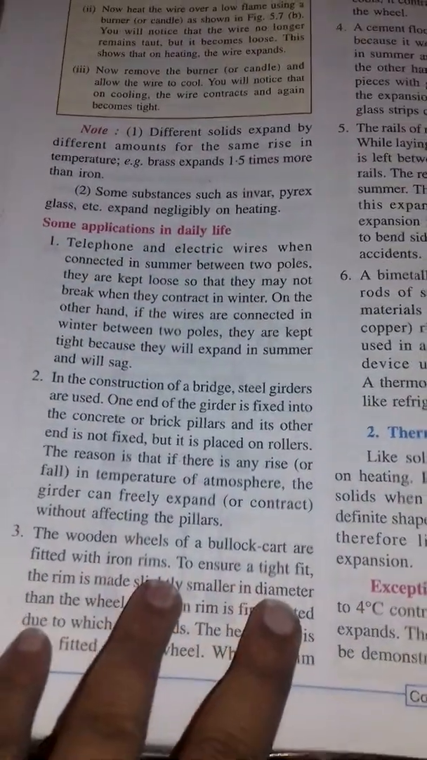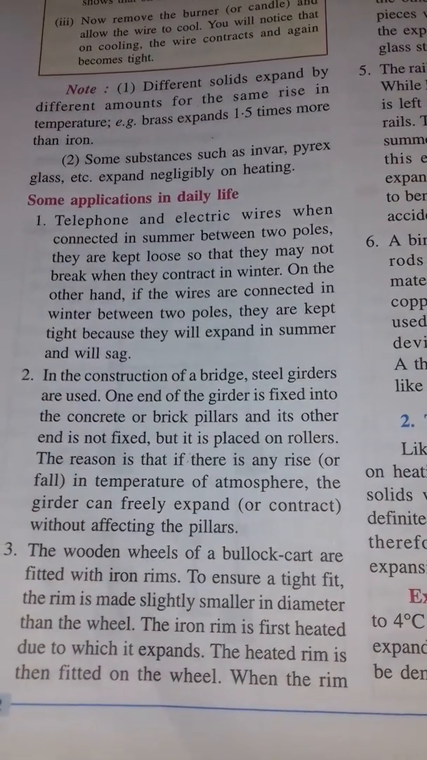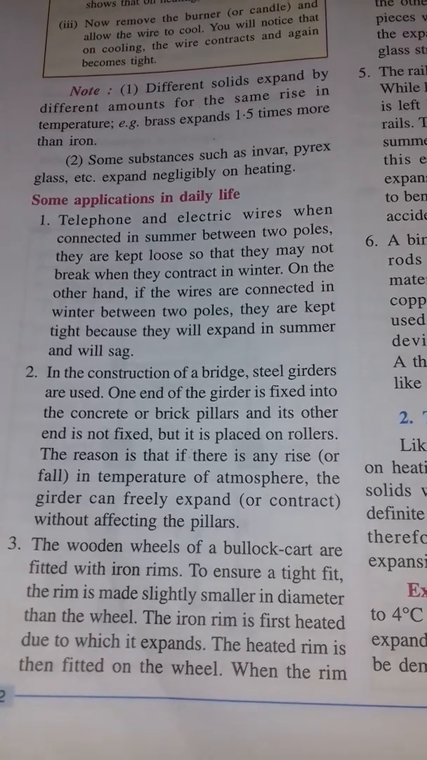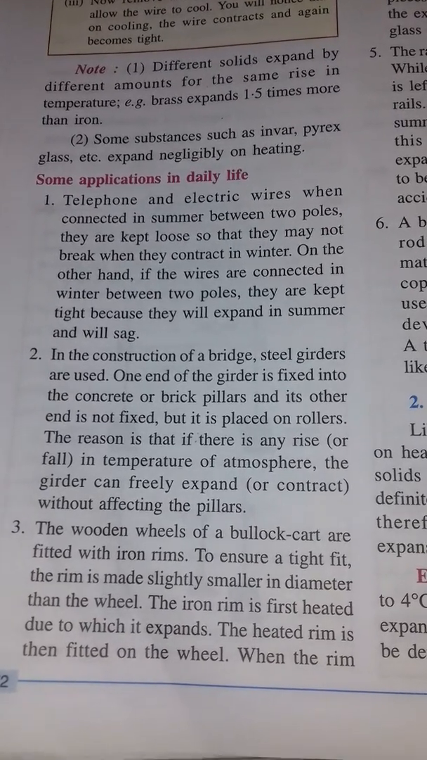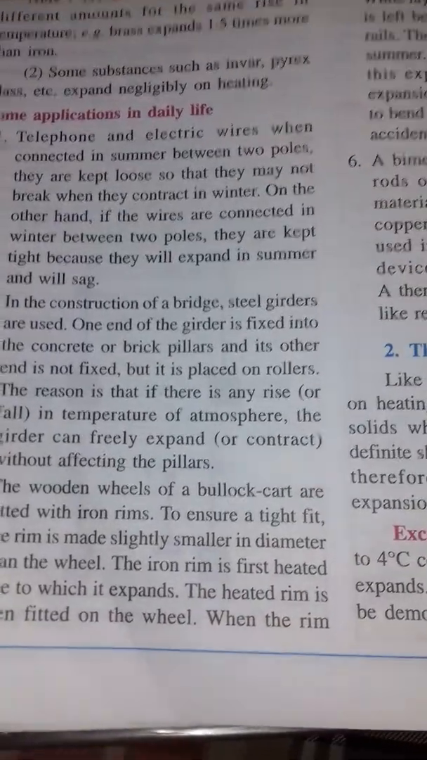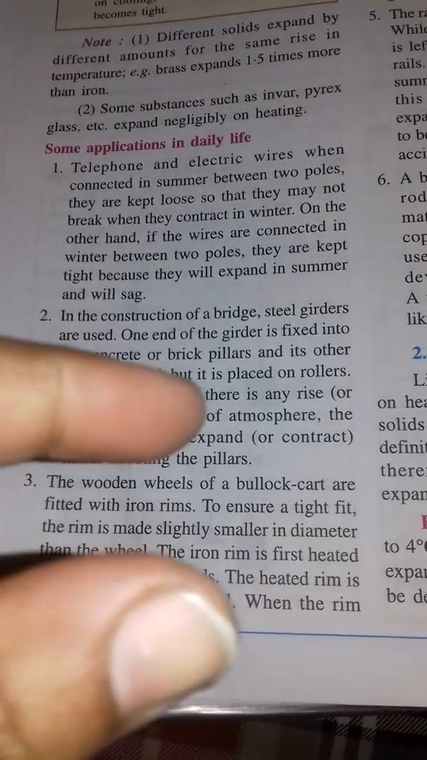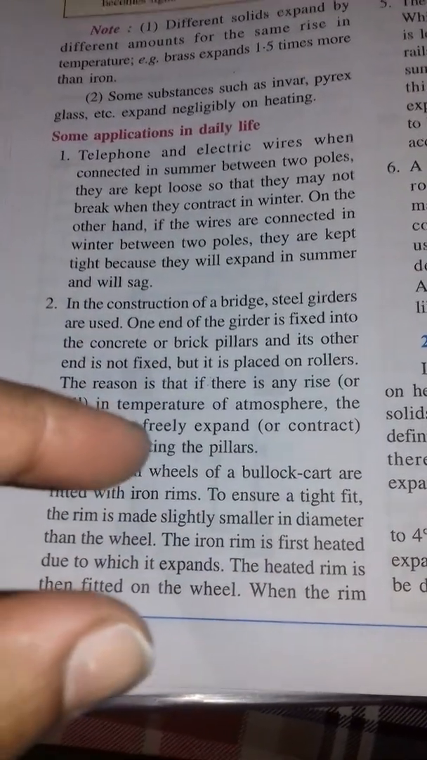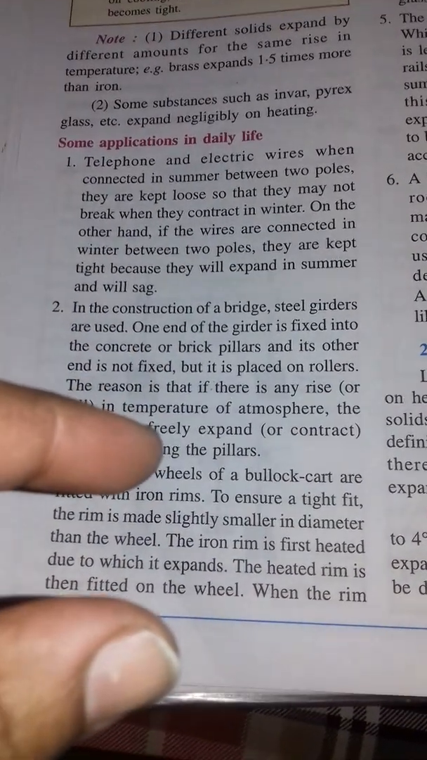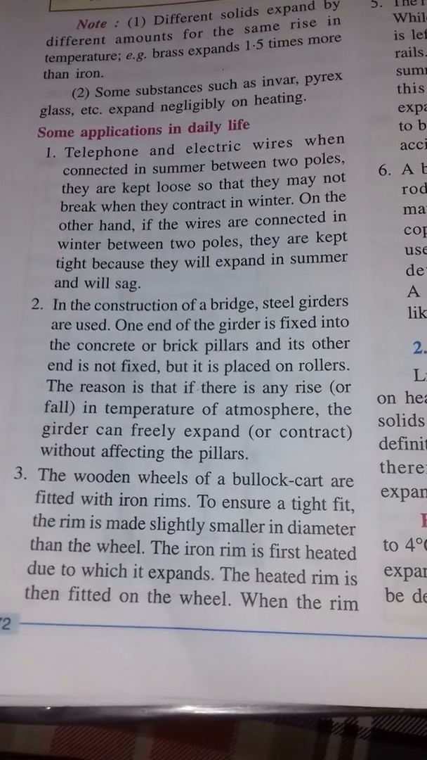Now, the wooden wheels of bullock cart, have you seen? Now, have you ever seen, children, an iron rim? To ensure a tight fit, the rim is made slightly smaller in diameter. Actually, they are made slightly smaller in diameter than the wheel. Means the wheel is broader and the rim is less broad than the wheel. And now how to put it on this?